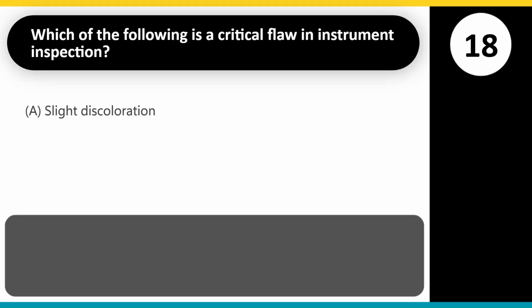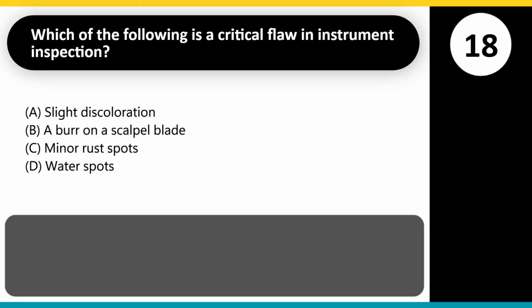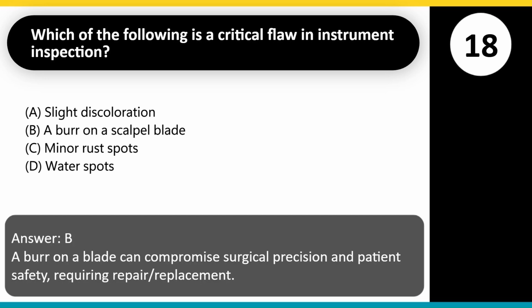Which of the following is a critical flaw in instrument inspection? A. Slight discoloration. B. A burr on a scalpel blade. C. Minor rust spots. D. Water spots. Answer, B. A burr on a blade can compromise surgical precision and patient safety, requiring repair/replacement.